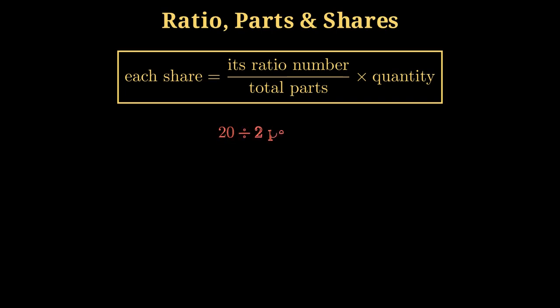Warning: the classic mistake. Never divide by the number of people. 2 people shared the mangoes, but we divided by 5 because the ratio made 5 parts. Always divide by the total parts.